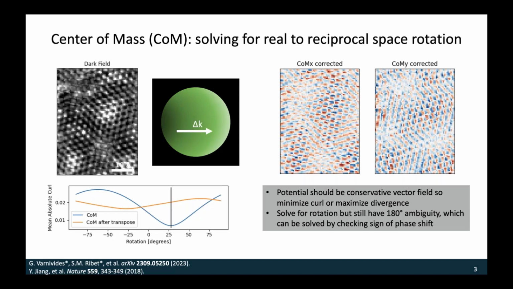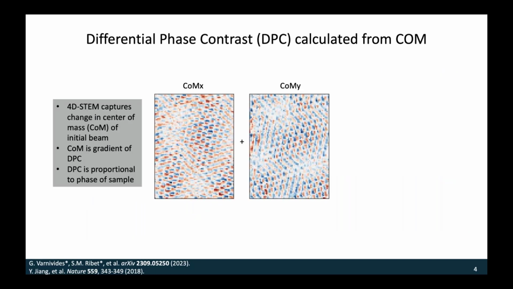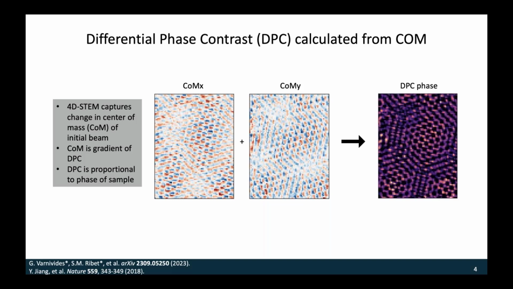One other thing I'll note is, as you're doing this with your own data, this is really helpful for solving the rotation, but there's still a 180 degree ambiguity. And you can solve this by making sure that you have the right phase shift for your sample. It should be a positive phase shift. So now we can take these center of mass measurements, which we've calibrated, and we can get the phase of our sample. So center of mass is related to the gradient of our DPC reconstruction, which is proportional to the phase of our sample. So we can do just a little bit of algebra here, and we can get really nicely a phase reconstruction of our sample.